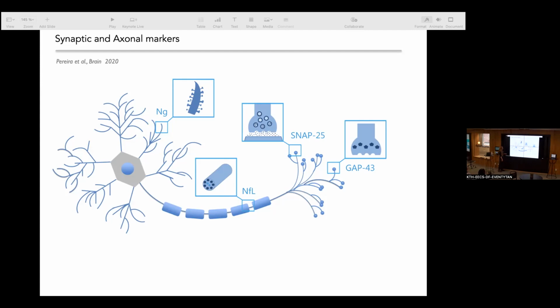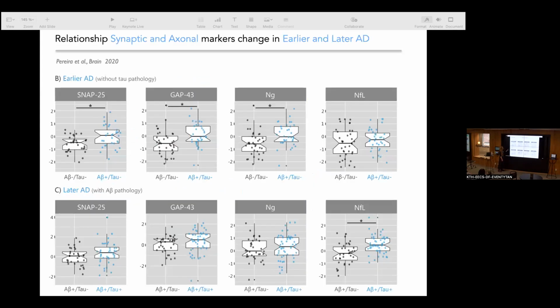So when we assess the levels or the concentrations of these 4 different proteins across earlier and later stages of Alzheimer's disease, where earlier stages comprise individuals with only amyloid pathology and later stages comprise individuals with both amyloid and tau pathology, we observed that all of the synaptic markers were significantly increased, indicating there was more synaptic dysfunction in earlier disease stages, whereas in contrast, the axonal marker NFL was only changed in later disease stages. So we thought this was quite interesting, no?